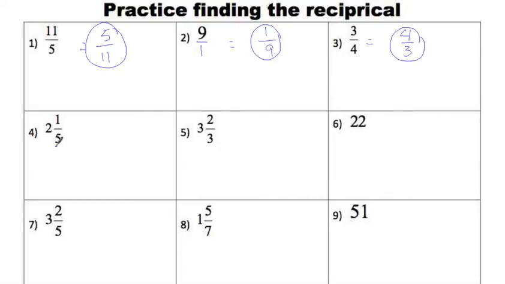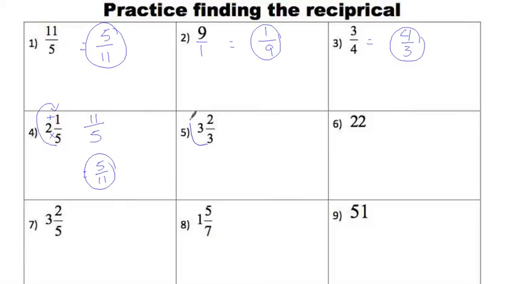Number 4, I need to do the magic C first. Multiply at the bottom, add at the top. 5 times 2 is 10, plus 1 more gives me 11 over 5. And the reciprocal then becomes 5 over 11.